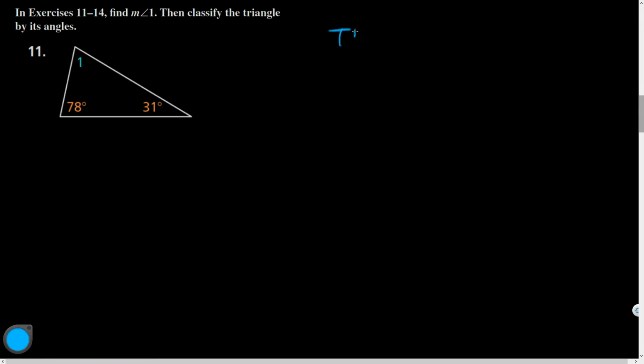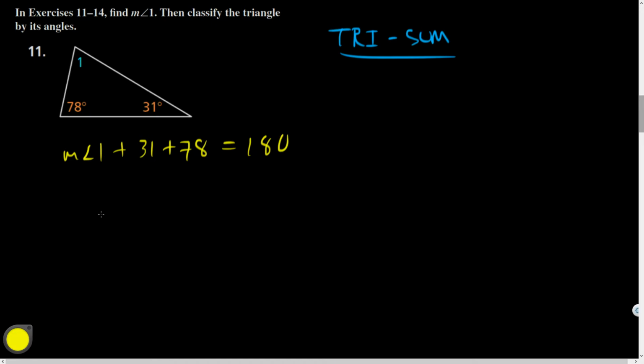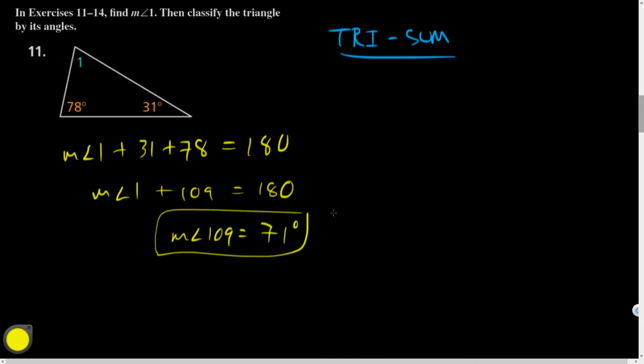The triangle sum theorem. What was the triangle sum theorem? Yeah, they add up to 180. So according to the triangle sum, I could say measure of angle 1 plus 31 plus 78 equals 180. Claim is 71. Let's see what happens. 31 and 78, is that 109? Subtract 109 from both sides. And our algebra skills, looks like 71 degrees. I agree with you.